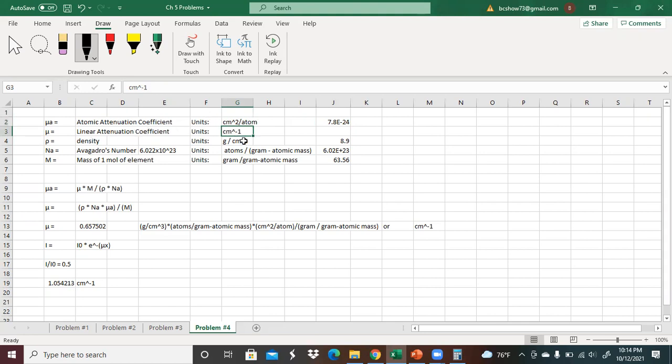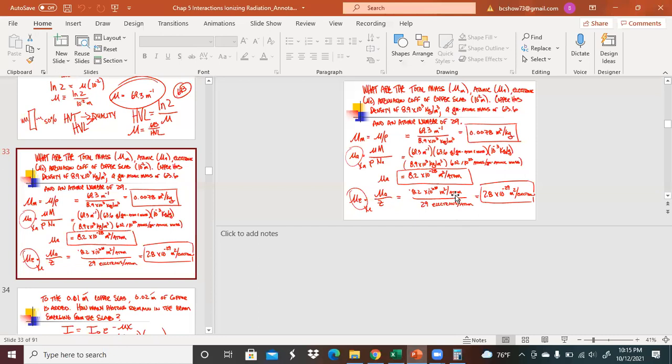Linear attenuation coefficient is pretty much going to be the same. It's a unit of length raised to the -1 power. The density here, that has not changed, gram per centimeters cubed. Avogadro's number, that's not going to change. There's a number of atoms per gram atomic mass. And then the mass of 1 mole of the element is going to have units of gram divided by gram atomic mass, and it's going to be 63.56. Again, this slide is kind of showing you what's going on here, but it may be a little busy.